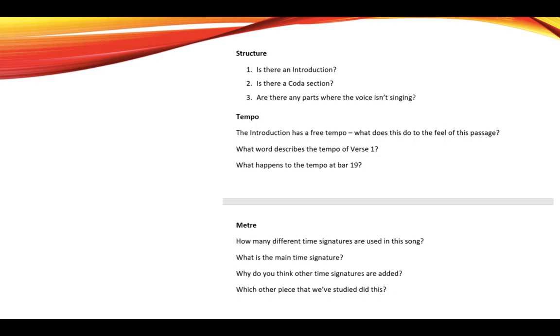And then the final question on meter there, which other piece that we've studied did this? Well, Killer Queen did that, if you remember. Killer Queen was in 12/8, so 4 compound beats per bar. But every now and then, towards the end of a verse, they'd put in a 6/8 bar to add in an extra 2 beats so that the right syllables landed on the first beat of the next bar.